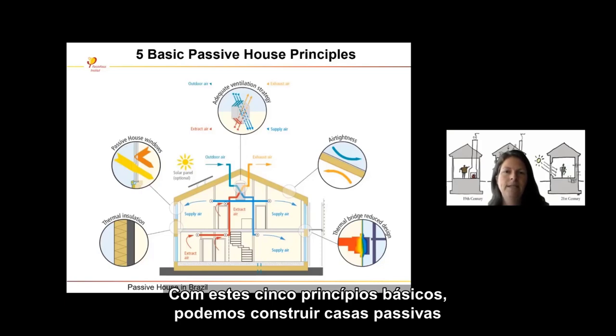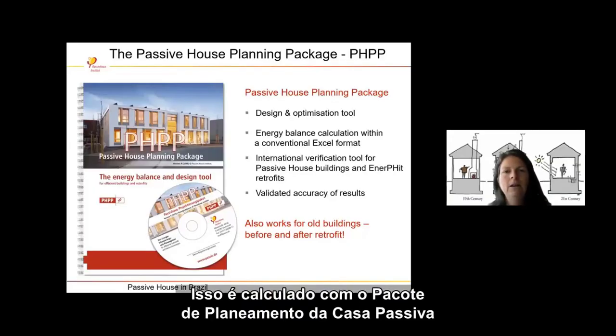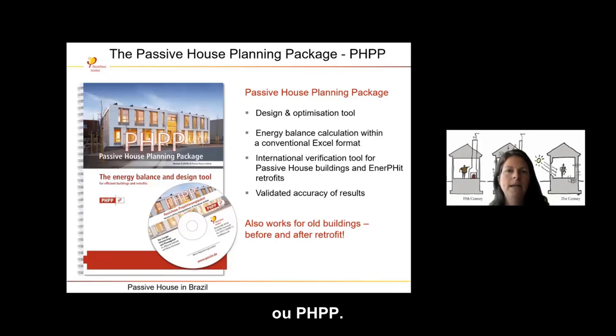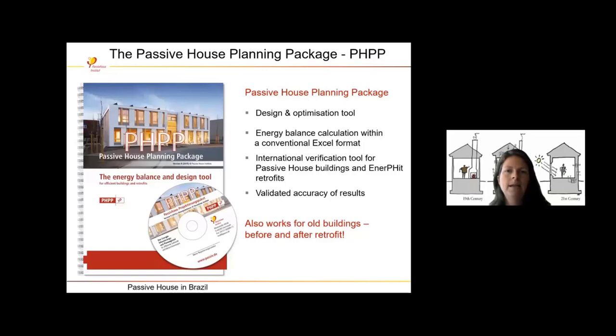With these 5 basic principles, we can build passive houses all around the world. We calculate those with the Passivhaus planning package, in short PHPP. This is a design tool. It's based on Excel, and it calculates the energy balance of the building, taking into account all the energy that is used within the building.